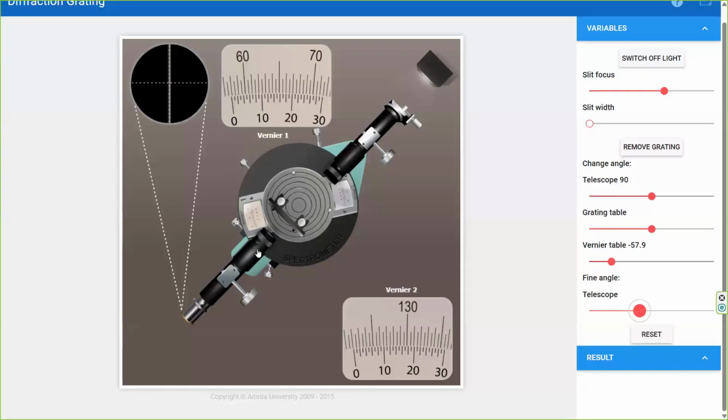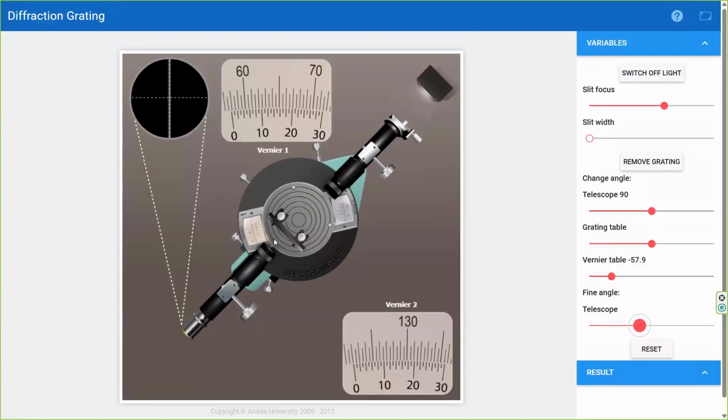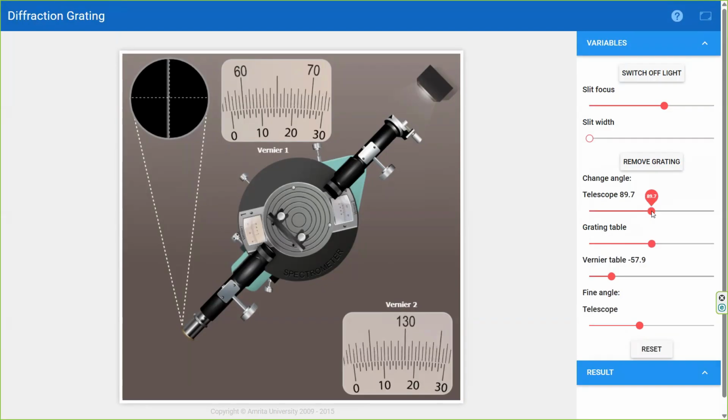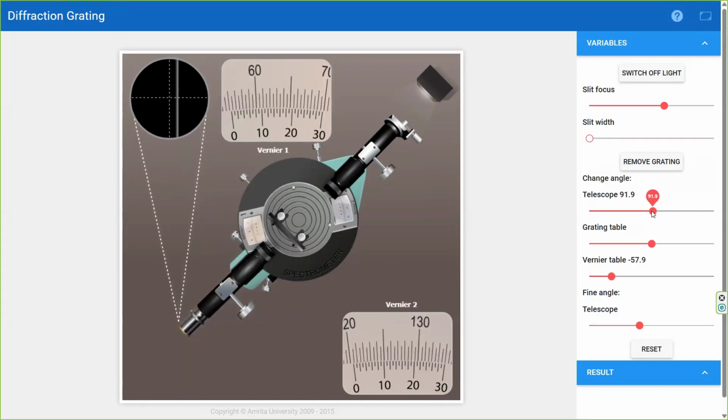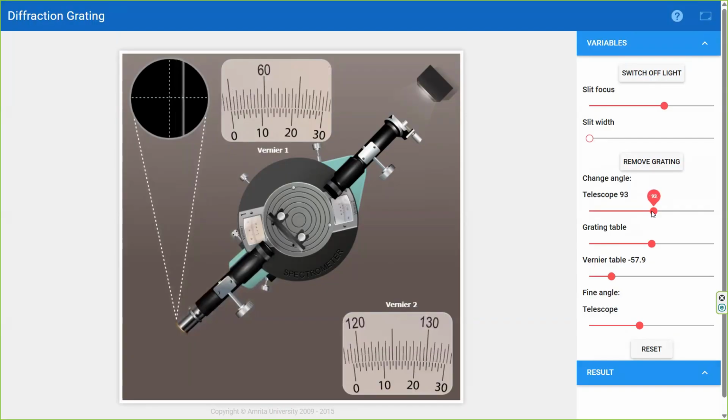Now I have to observe the spectrum shown by the diffraction grating. Because of the diffraction of light, when light falls on the grating at an angle of 90 degrees, light will bend and somewhere here I will get the first order spectrum, and after that you will get the second order spectrum. I will rotate the telescope slowly and you will observe the first order spectrum and second order spectrum on either side of the direct reading.